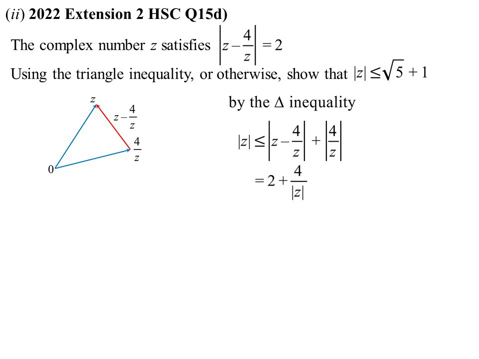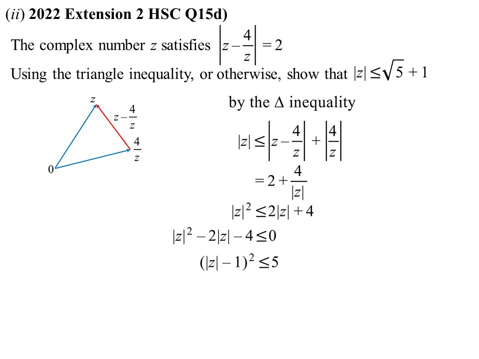I also know it's not going to be equal to 0 because it's on the bottom of the fraction. So modulus of Z squared will be less than or equal to 2 mod Z plus 4. Pull everything to one side. We've got a quadratic inequality to solve. I'm going to do it by completing the square. So the modulus of Z minus 1 squared is less than or equal to 5.